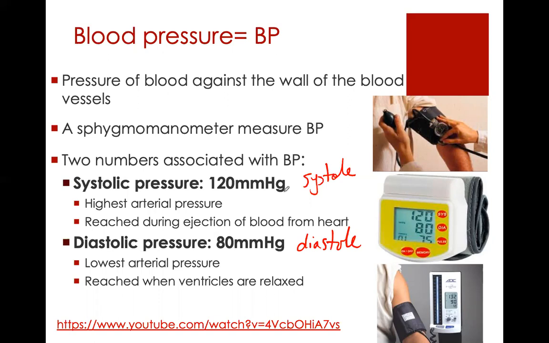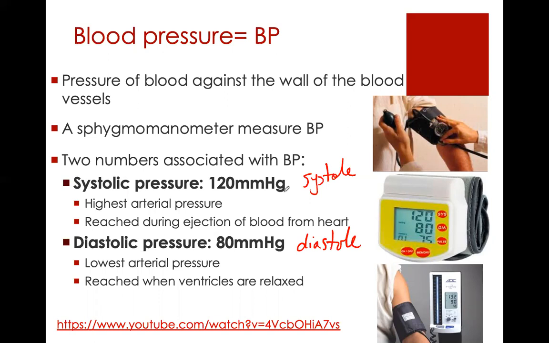And diastolic pressure is when your heart is relaxing, therefore causing the pressure to drop. That number is typically about 80 millimeters of mercury. So this is a lower number, and again it occurs when the heart is relaxing.